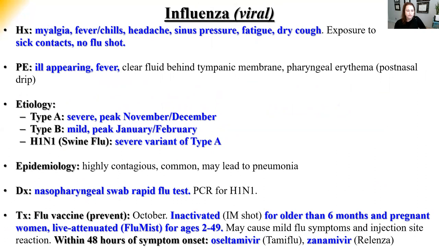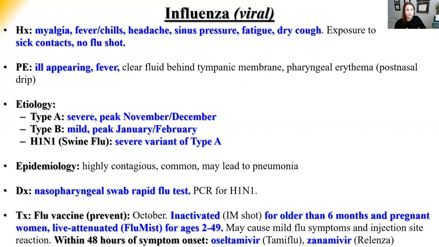The history for this one is kind of nonspecific, but the big key point here is myalgias. When somebody has influenza, they are much more likely to have myalgia as the presenting complaint. They feel like they got hit by a Mack truck. Fever, chills, headaches, sinus pressure, fatigue, and dry cough are all nonspecific. In the question, look for mentions of sick contacts that were just diagnosed with the flu, or the person did not get a flu shot that year.